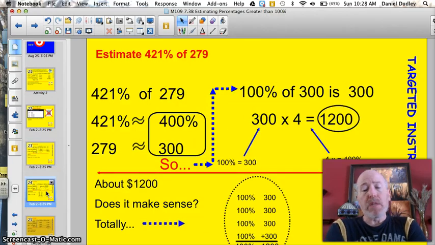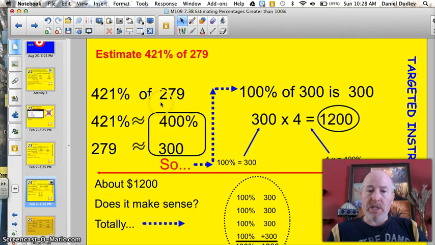Here's another one, a little bit bigger problem. 421% of 279. All right, write the problem. 421% of 279. Round off, 421% is about 400%. 279 is about 300. About 300, sorry, not percent.